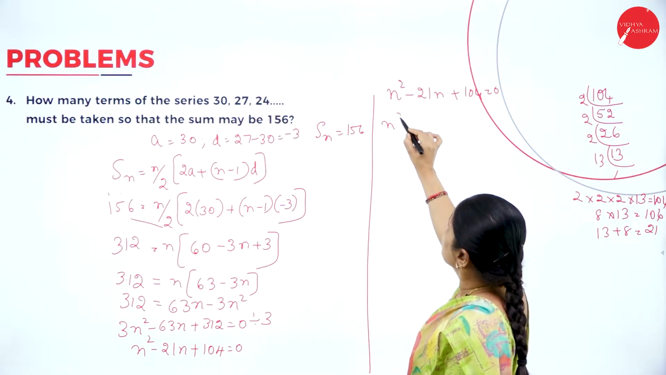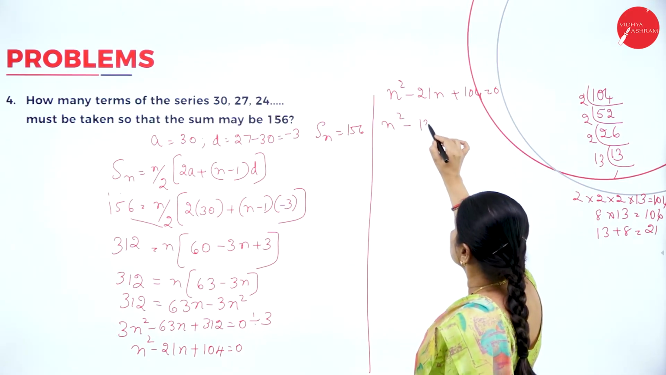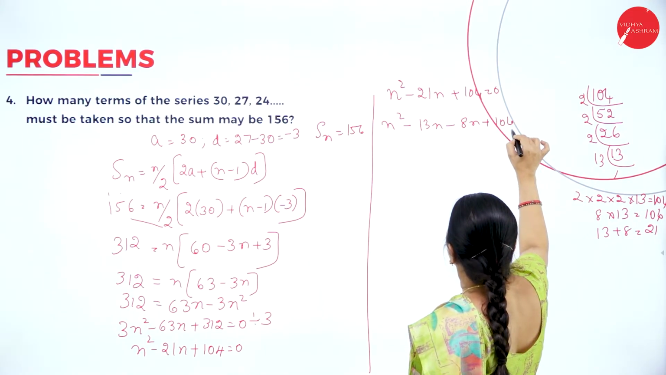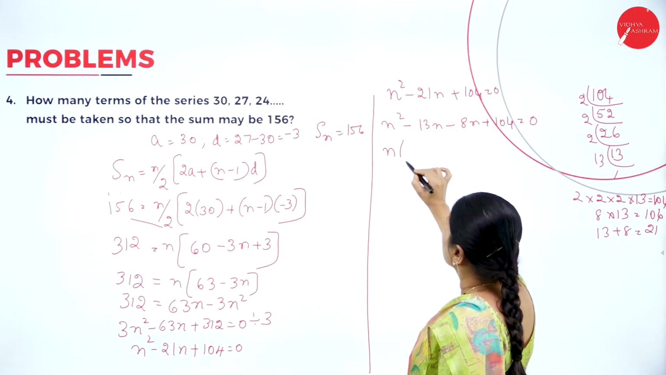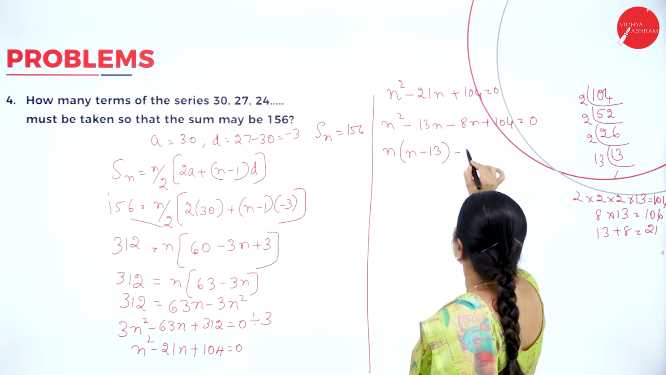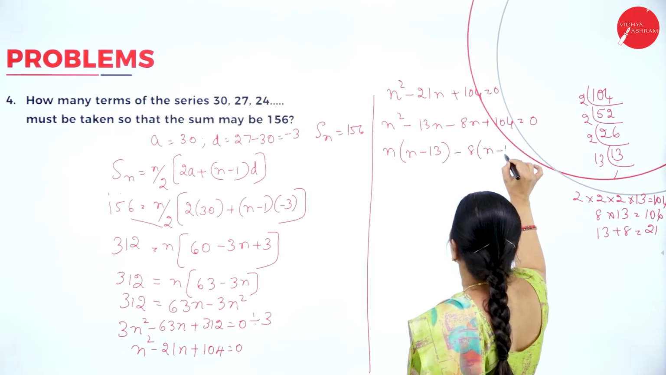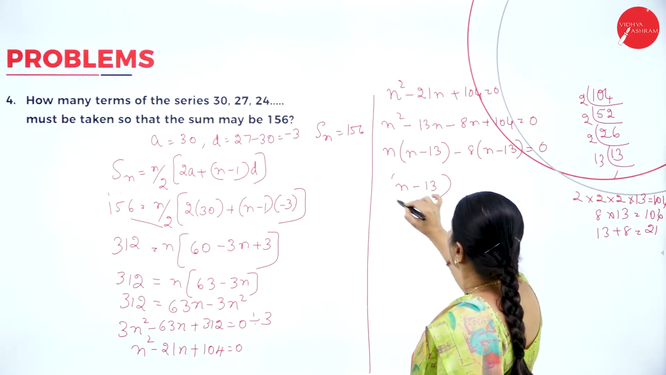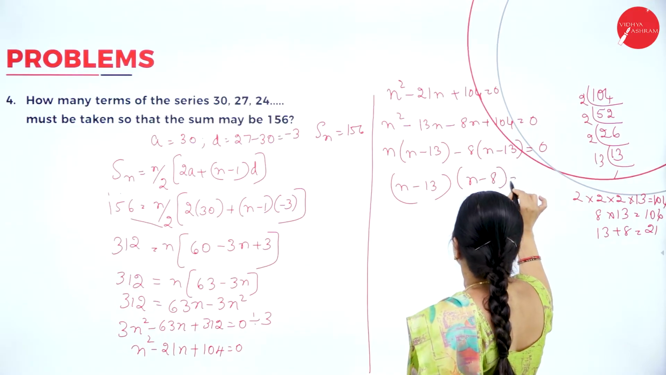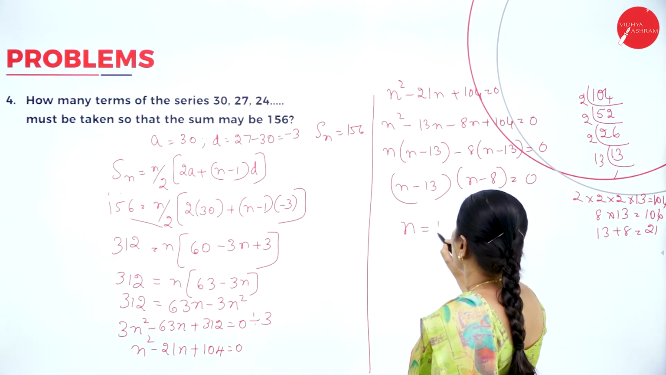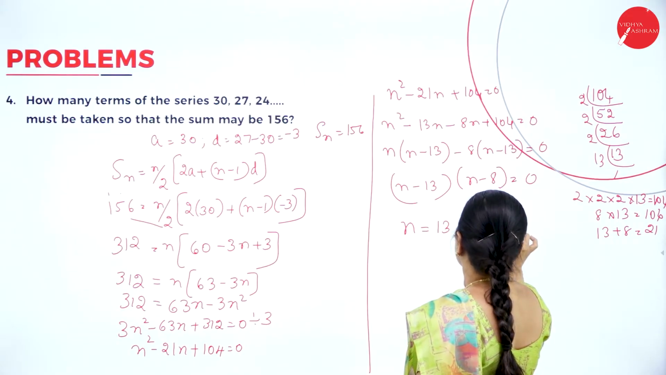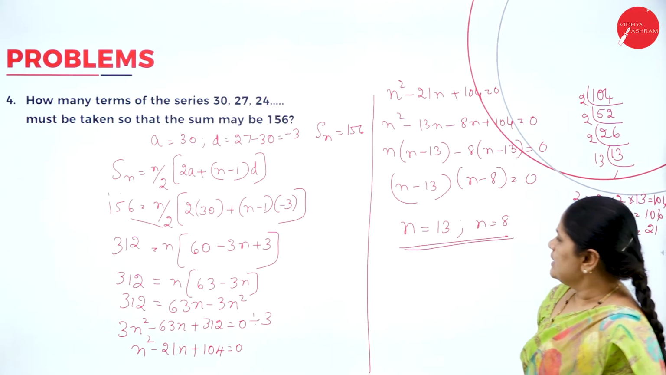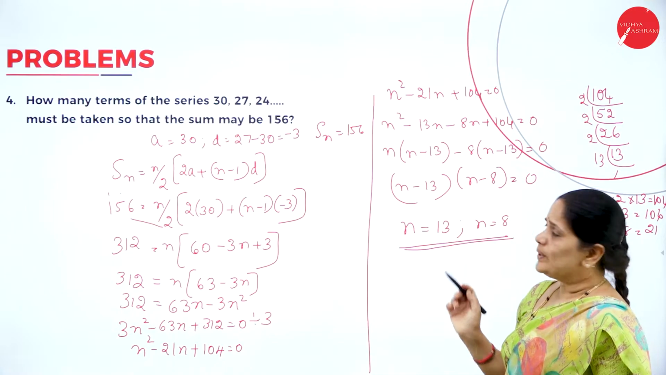So I write this as n square minus 13n minus 8n plus 104 equals 0. n is common. n minus 13, minus 8 is common. So n minus 13, n minus 8 equals 0. n equals 13 or n equals 8 is the answer. So how many terms should be taken? So n equals 13 or n equals 8.